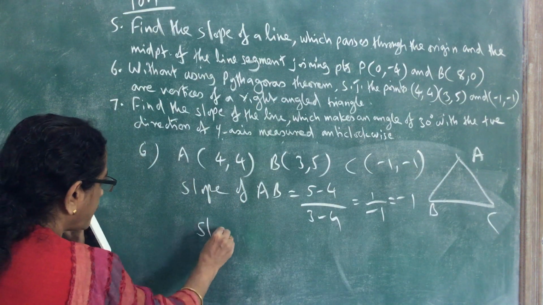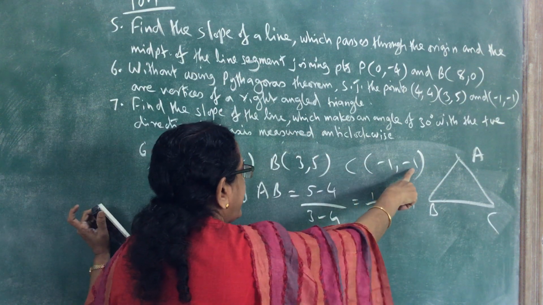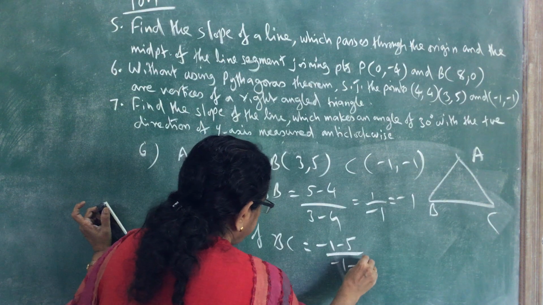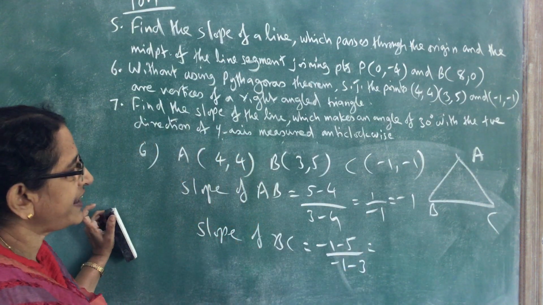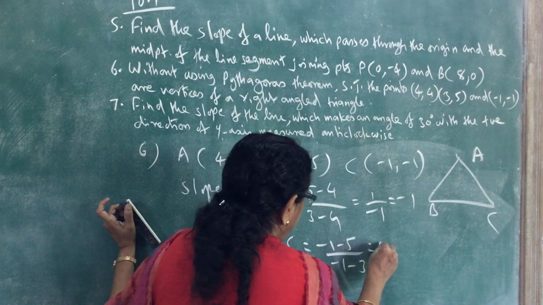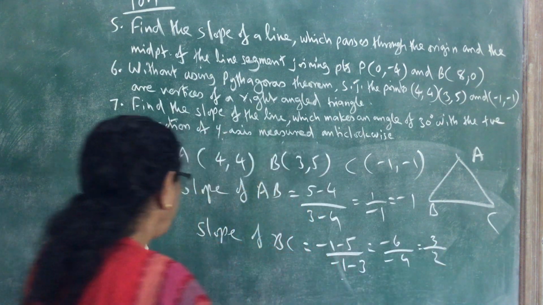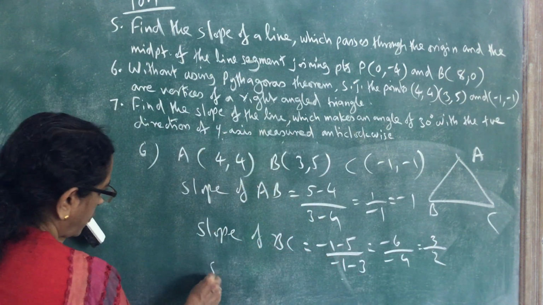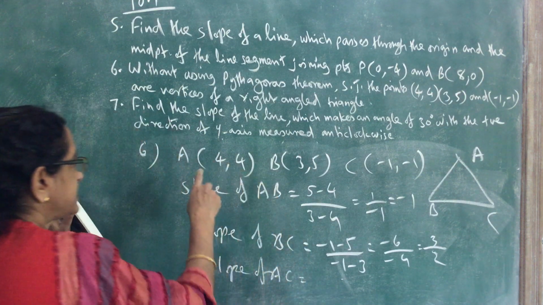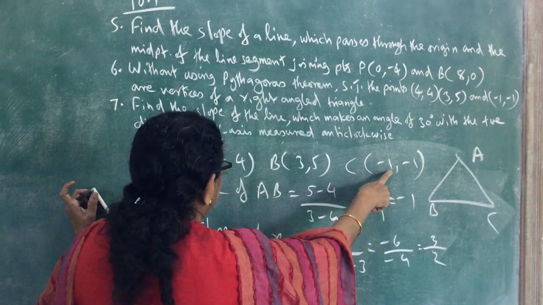Now the slope of BC is y2 minus y1 by x2 minus x1, negative 1 minus 5 divided by negative 1 minus 3. Negative 1 minus 5 is negative 6, divided by negative 4. That is equal to 3 by 2. Now the slope of AC, or CA, is negative 1 minus 4 divided by negative 1 minus 4.